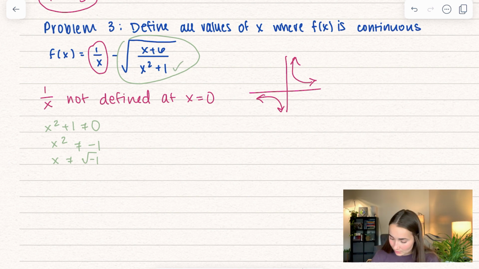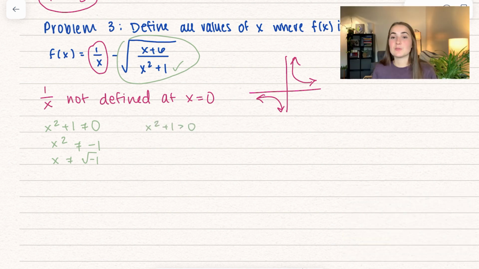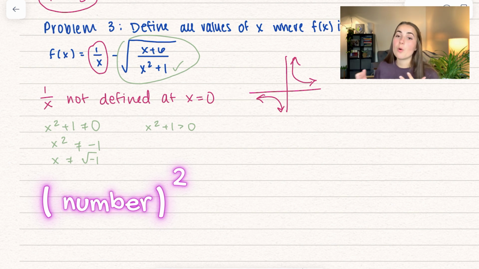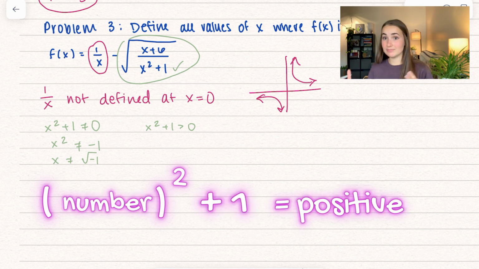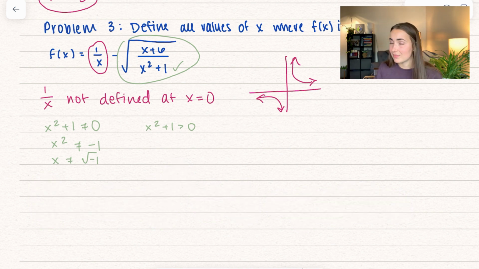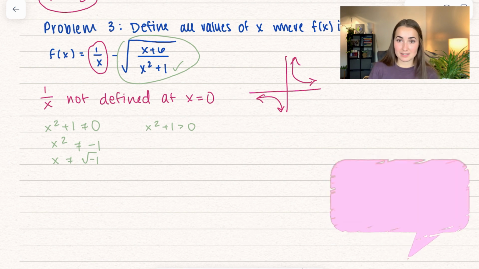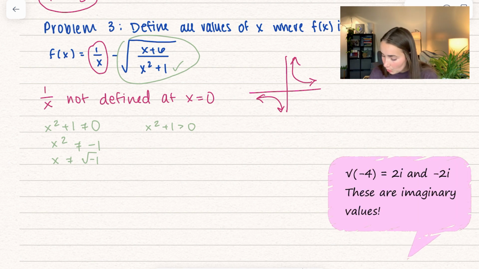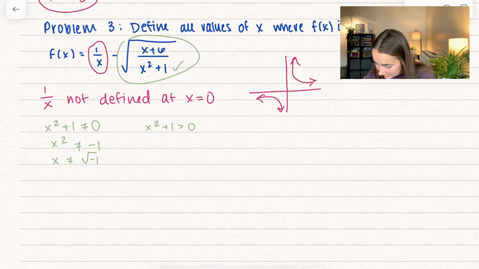We also know that our denominator is going to be always greater than 0 as well, because when we square a value, it always turns out positive. We add 1, that's still positive. So we know that our denominator is always going to be positive. The issue with square roots is that we cannot take the square root of a negative number, which means my numerator, x plus 6, must always be greater than or equal to 0. So I'm going to go ahead and solve. I subtract 6 over, I get x is greater than or equal to negative 6.